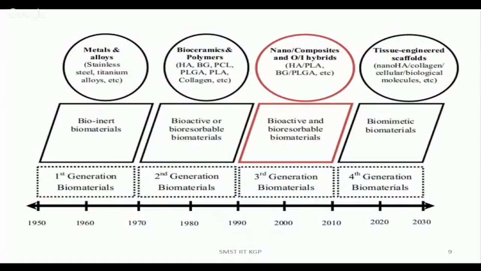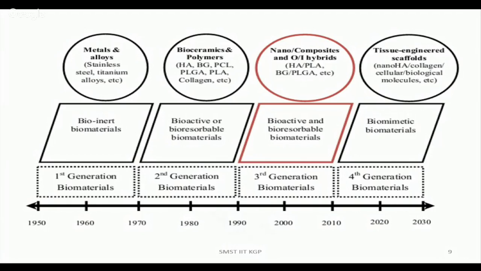As you see in the timeline, 1950s and 60s, first generation biomaterials. People used to think about inert biomaterials. And then in the 1970s and 80s, bioactive or bioresorbable biomaterials, where bioglass, hydroxyapatite, and then collagen and other biodegradable polymers came into the picture.